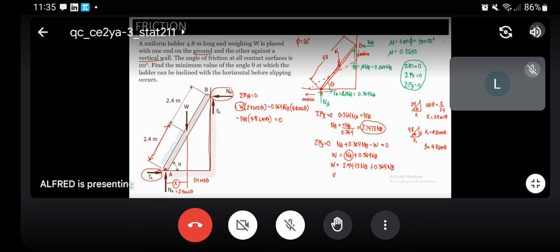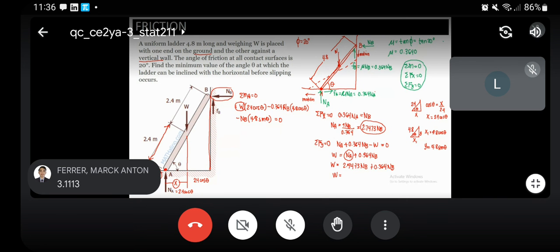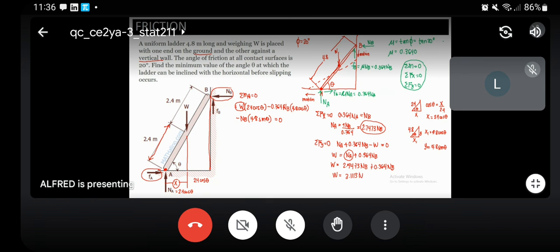So with that, we can express W in terms of NB, which is, so what's 2.7473 plus 0.364? So this is 3.1113 NB. Okay? So si W ngayon, pwede ko nang palitan ng 3.1113 NB. And then with that, dalawa na lang yung unknown, but we can say that NB can be canceled out. So makita natin no, bakit siya makakancel.